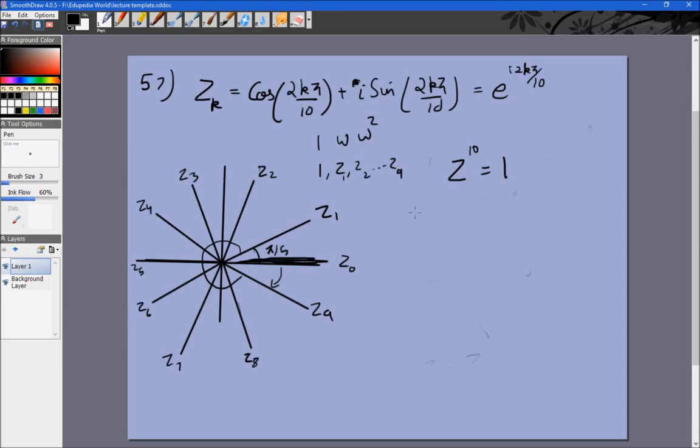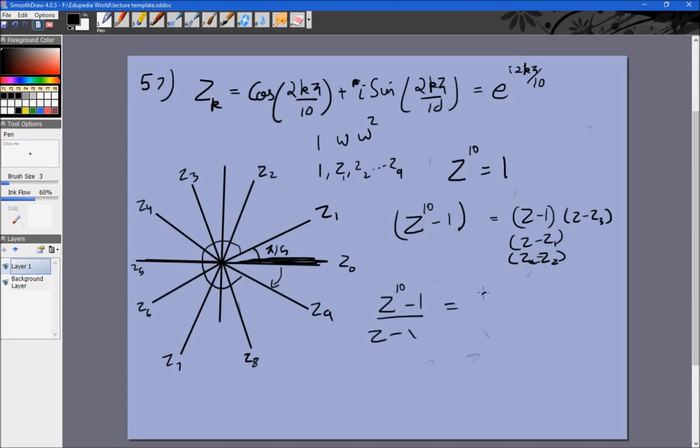You get the solution to the equation Z to the power 10 minus 1 is 0 will be Z minus 1, Z minus Z1, Z minus Z2. These will all be multiplied, right? Z minus Z3 and so on. If Z is 1 or Z1 or Z2 or Z3, then the right hand side will be 0 and Z to the power 10 is 1, so the left hand side is 0. Right, we can take Z minus 1 here. What we are left with is Z to the power 10 minus 1 by Z minus 1 is equal to Z minus Z1 into Z minus Z2 into dot dot dot. Now what is this?